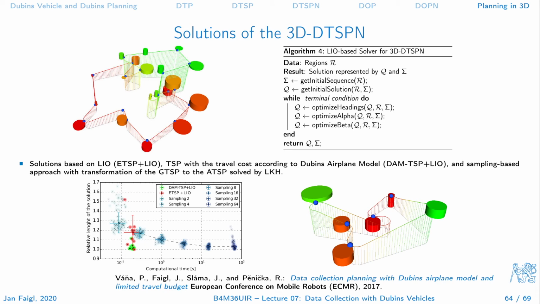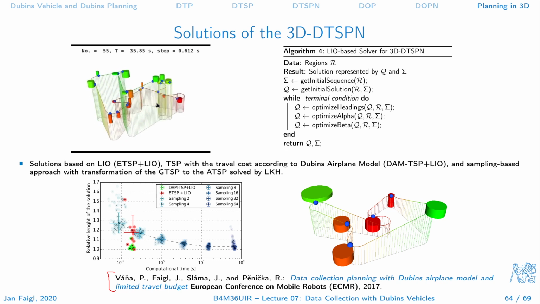So this is the local iterative optimization based solver for the 3D Dubins traveling salesman problem with neighborhoods. It's relatively straightforward. There is one key point that you can consider; you can take a look at this paper. You can improve the solution not by using the Euclidean distance of the TSP, but by considering the 3D altitude changes. But I don't intend to go into the details.